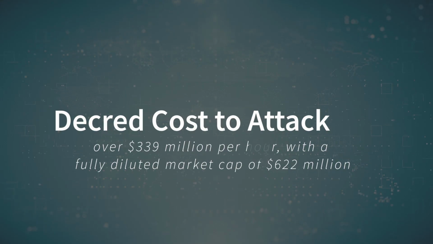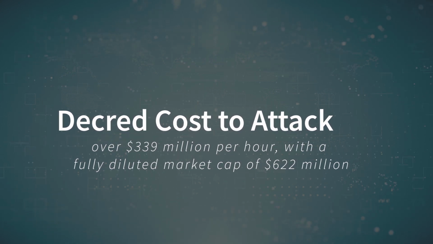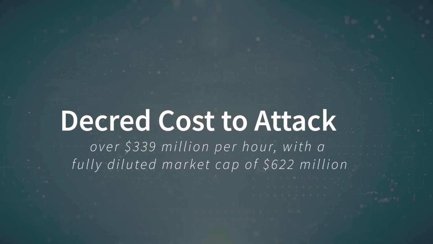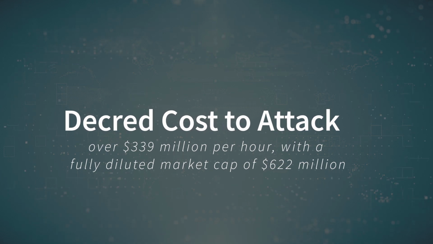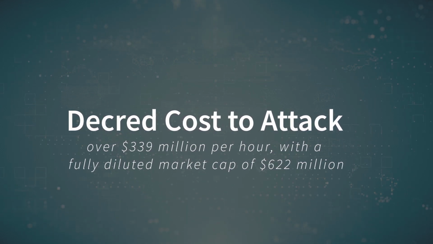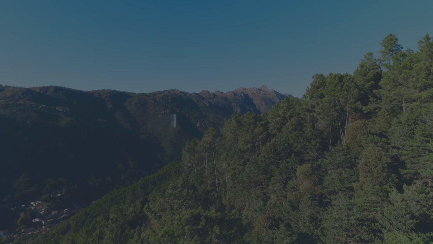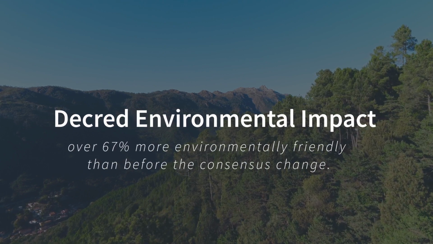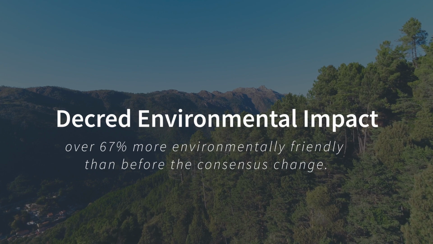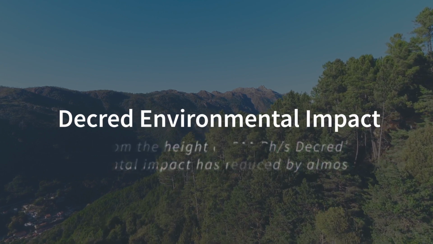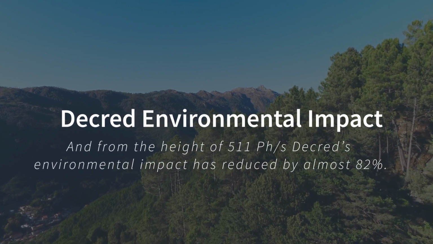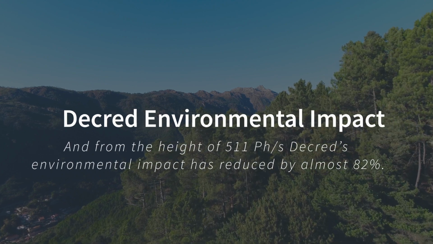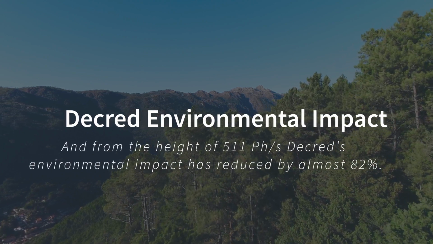Two interesting points here include the cost to attack is still over $339 million per hour, with a fully diluted market cap of $622 million. The second point is the project is now over 67% more environmentally friendly than before the consensus change. And from the height of 511 petahashes per second, Decred's environmental impact has reduced by almost 82%.